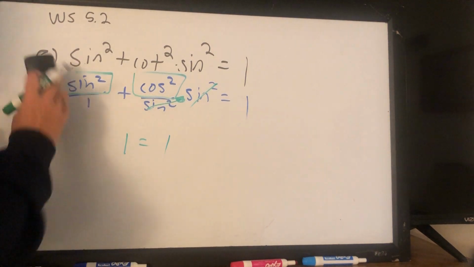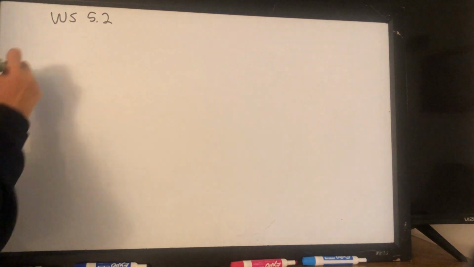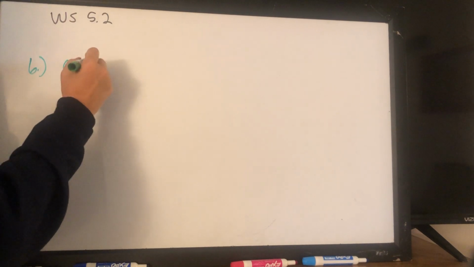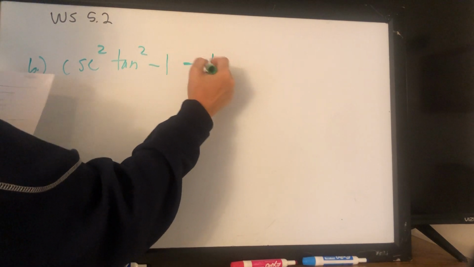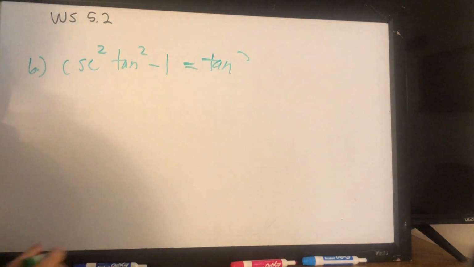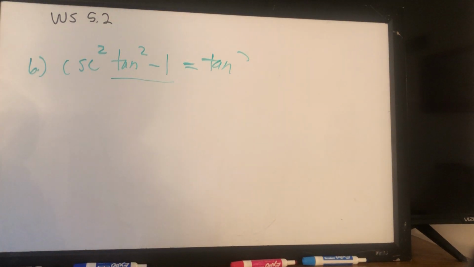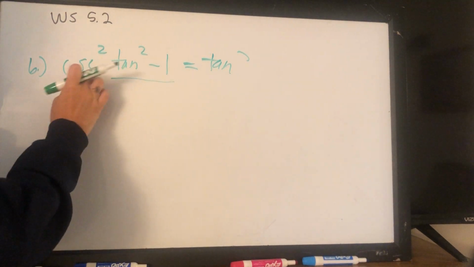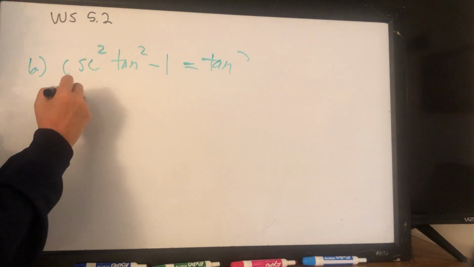Number 6. Let's see what we got. Cosecant squared times tan squared minus 1 equals tan squared. Now, some of you will look at this and try to think of a Pythagorean identity. You cannot do that, guys. Tangent squared is attached to cosecant squared. So we're going to switch them to sines and cosines and see what happens from there.